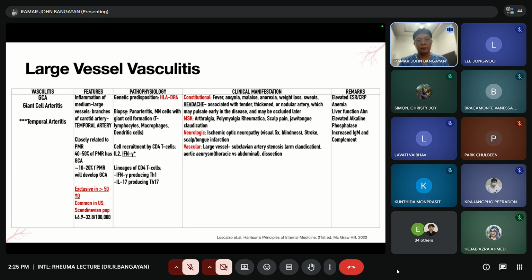So, the most common symptom is headache. It's associated with tenderness, a feeling of thickened scalp, or nodular artery. The patient feels like the temporal artery is pulsating, and maybe due to the compromised vessel lumen, it can cause occlusion. Not only that, it can occlude other vessels, especially the optic vessels, the ones that supply your eyes. So they can present with sudden loss of vision after a long-standing headache.